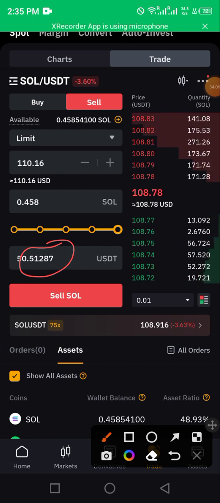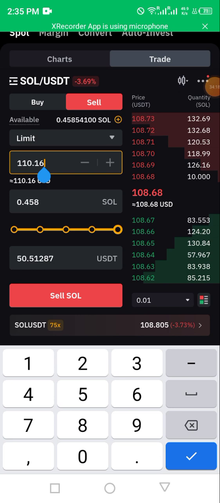That is on a sell trade of 2%. But we all know that Solana has been hitting 115, 120. So let's put it at 115. So you are making a $2 profit. That is on a sell trade of 115 for a buy trade of 50 USDT.